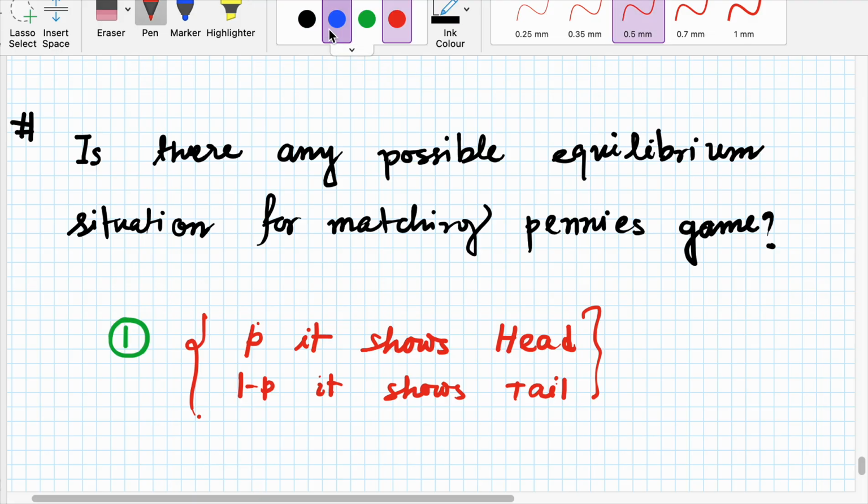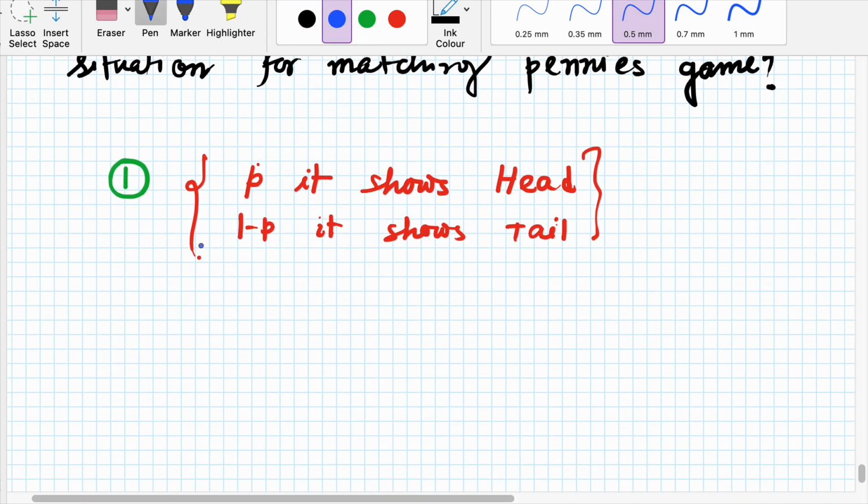So now we will talk about the question. We will change the question slightly. We already know that for a game like matching pennies, there is no pure Nash equilibrium. So now we are asking the question: is there any mixed equilibrium?